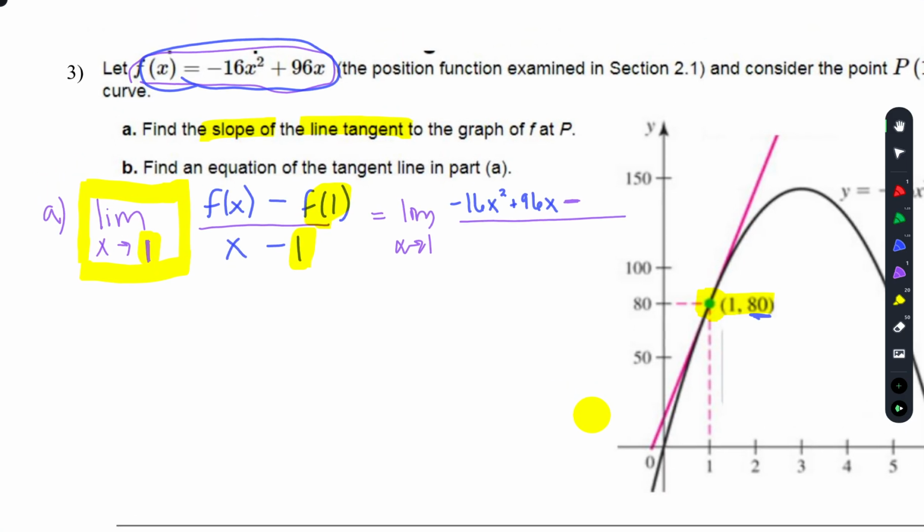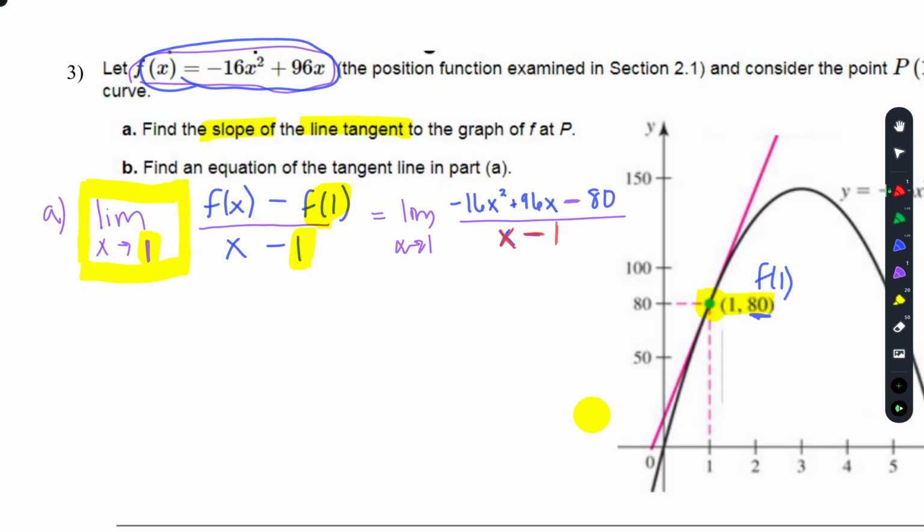This is your, there you go. Okay, so that's going to be where my 80 goes. And then this bottom part, you really can't do anything because you have, oops, I did that in red, x minus 1.